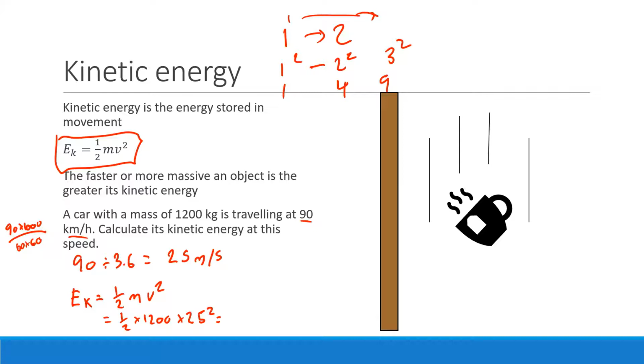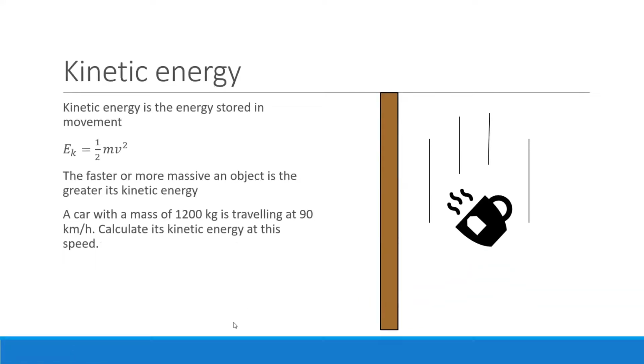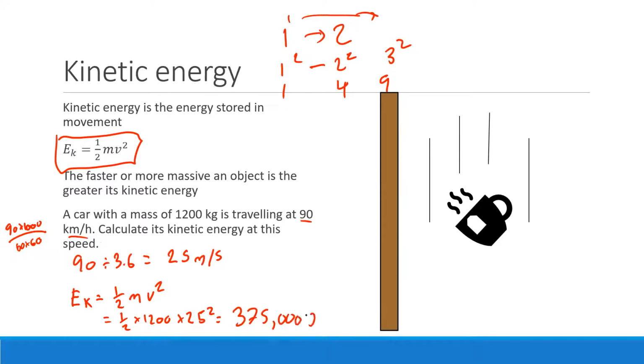Anyone will do. 375 kilojoules. Beautiful. Yep, either of those answers will do. I was going to write 300. Oopsies. So I've got 375,000 joules or 375 kilojoules. So that's how many joules there are in the motion of this car.